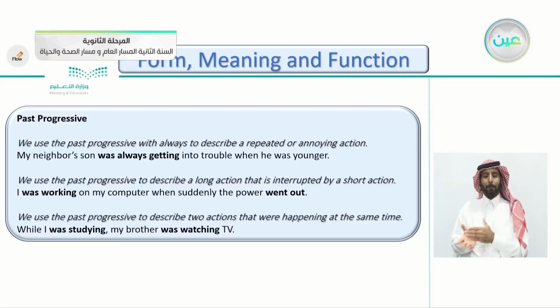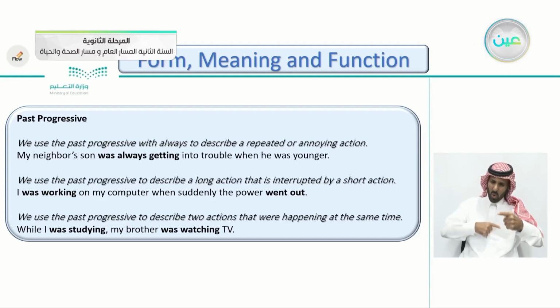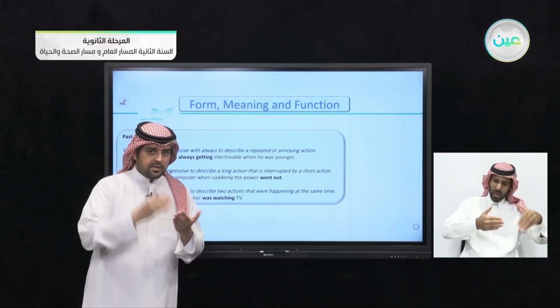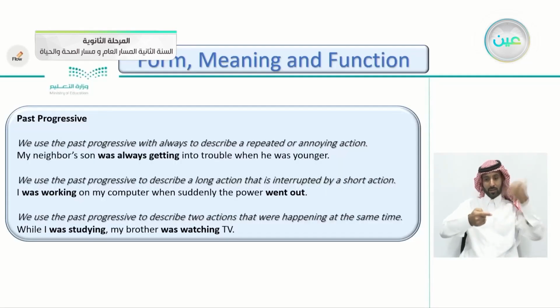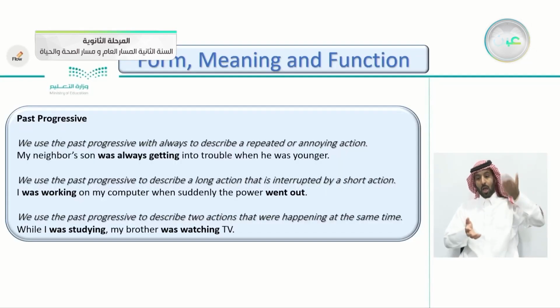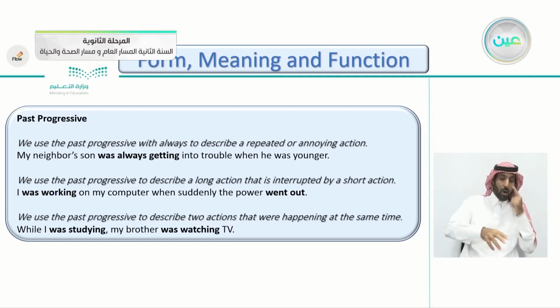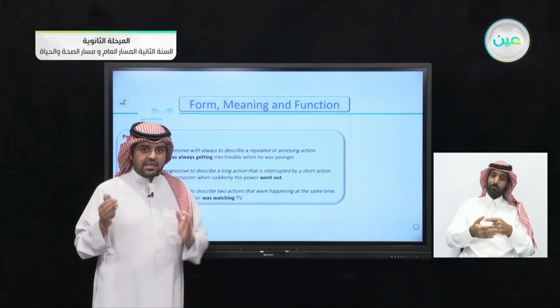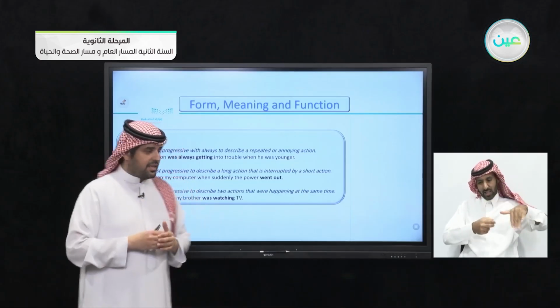Another use here: we use the past progressive to describe a long action that is interrupted by a short action. So we have two actions, and one interrupted the other. I was working on my computer when suddenly the power went out. So the second action interrupted the first action.